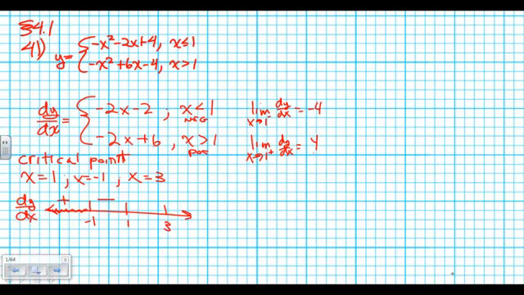Right? And how about between 1 and 3? How about if I put 2 in? If I put 2 in, that's greater than 1.